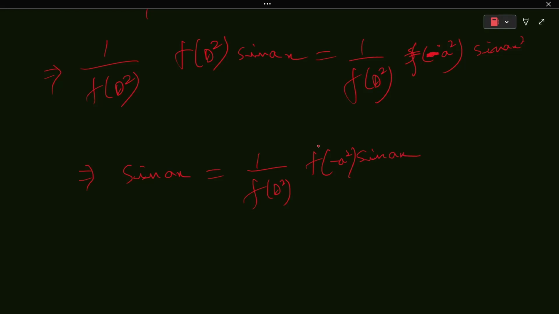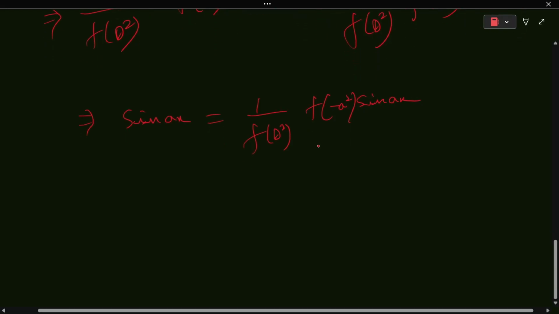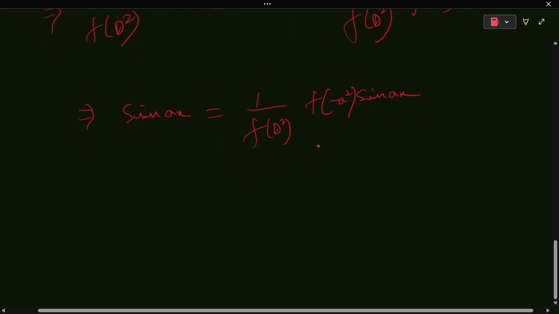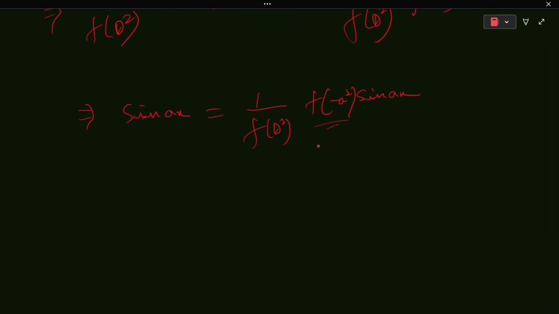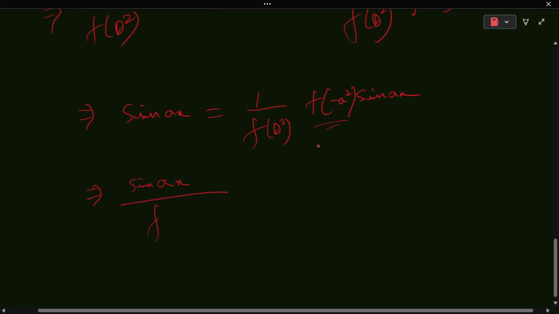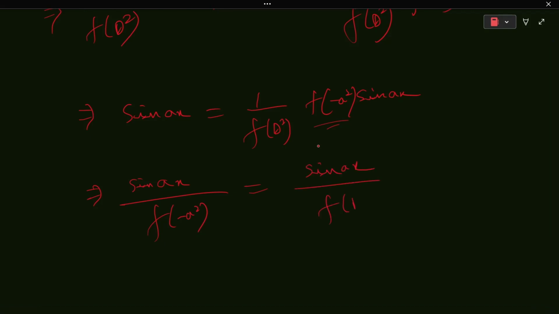What will happen next? We need to find sin x by f of d square. So let us bring this f of minus a square into the denominator on the left hand side. We will have sin x by f of minus a square equal to sin ax by f of d square.